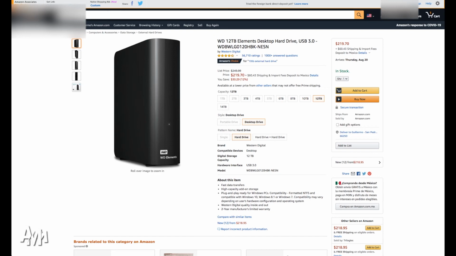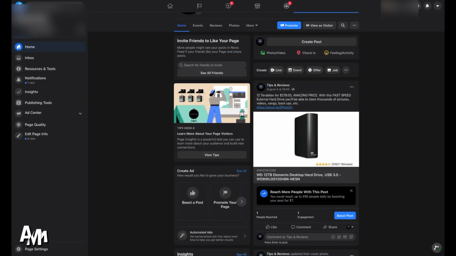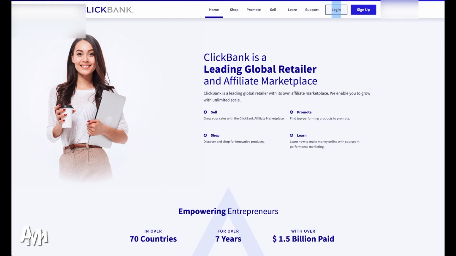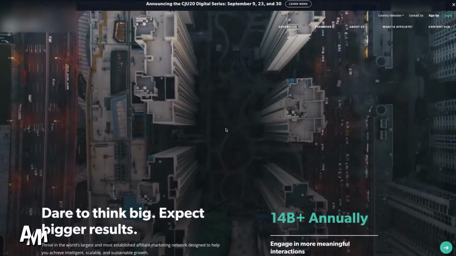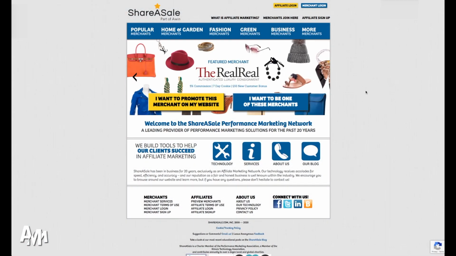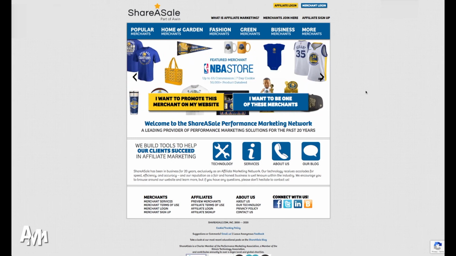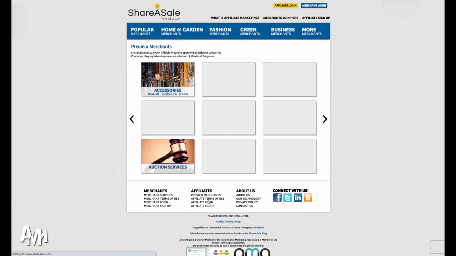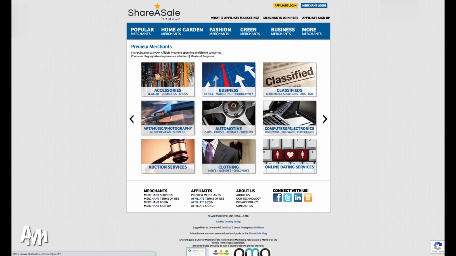Now there's plenty of marketplaces out there. Amazon Associates is just the first one. We also have ClickBank, we also have CJ Affiliates, we also have ShareASale. All three of those are great affiliate marketplaces, and there's plenty more out there. So if you do a little bit of research on Google and search for affiliate marketplaces, you'll find plenty of results to which you can sign up to and start sharing their products.